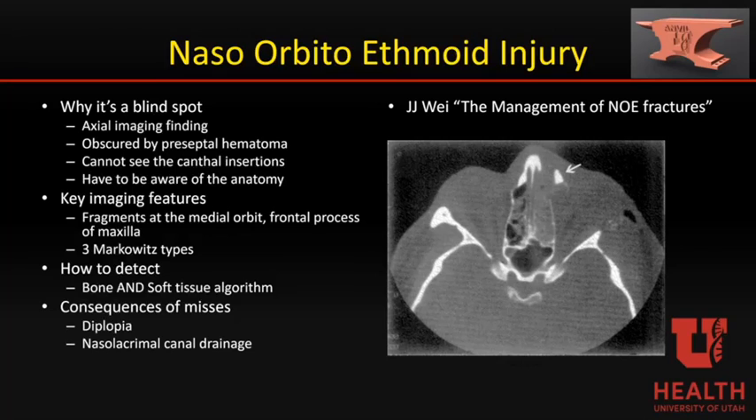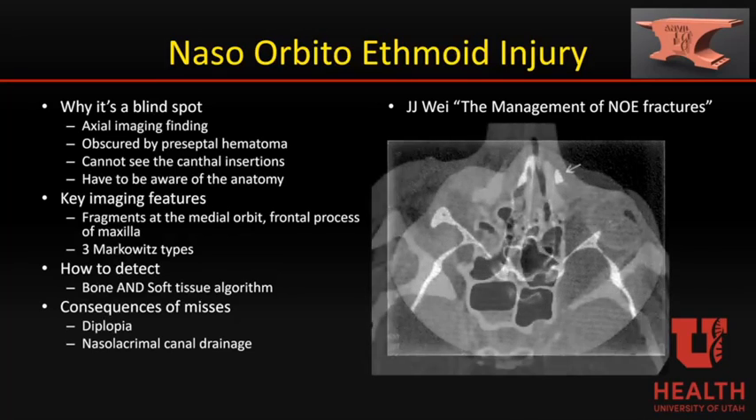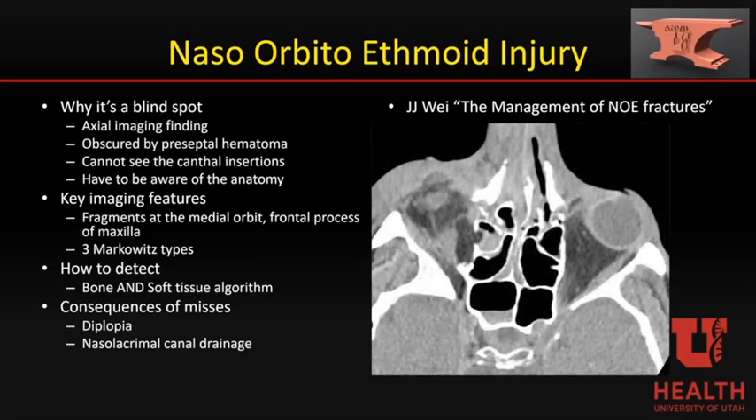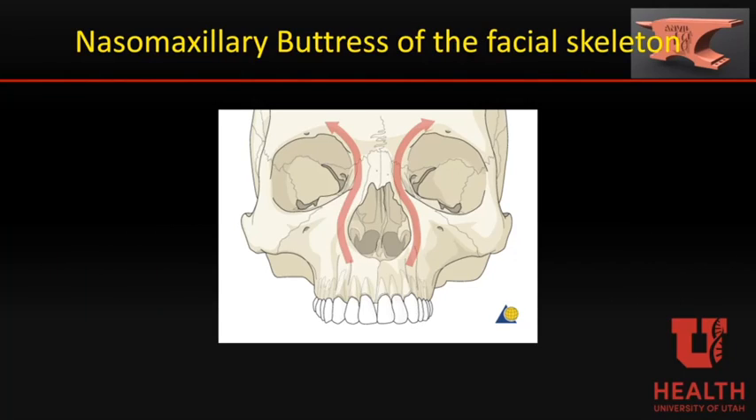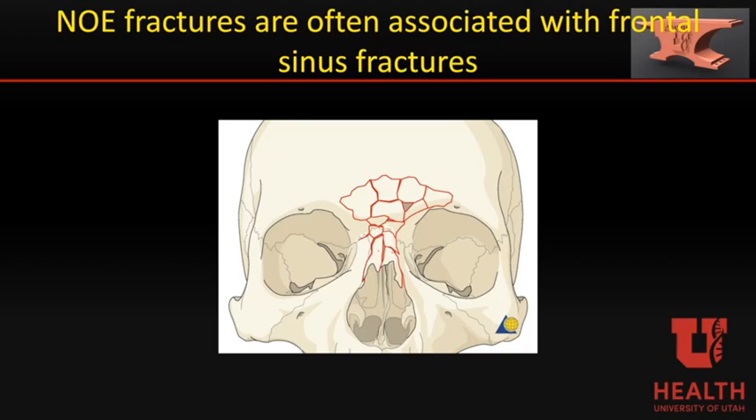Here we see an osseous fragment at the medial orbit. Here's another case with bilateral naso-orbital ethmoidal fractures. We see the impaction of the nasal bones and the nasomaxillary buttress bilaterally, involving both nasolacrimal canals. So if we think about the buttress model of fractures, these involve the nasomaxillary buttresses of the facial skeleton, and as these fractures extend and deliver their energy to the cephalad, they're frequently associated with frontal sinus fractures.